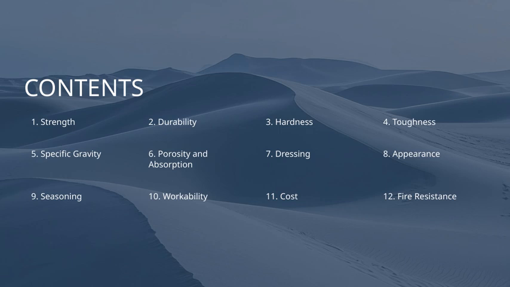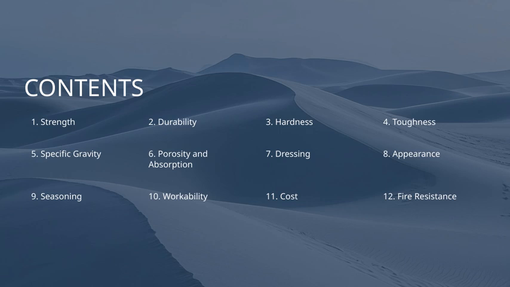Toughness follows, which is about the material's capacity to absorb energy and deform without breaking, crucial for materials that need to withstand impacts. Moving on, we examine specific gravity, a measure that compares the density of a material to water, giving us insights into its weight and strength-to-weight ratio. Porosity and absorption are next, referring to how much void space exists within the material and how much moisture it can absorb, important for understanding durability and potential issues like water damage.